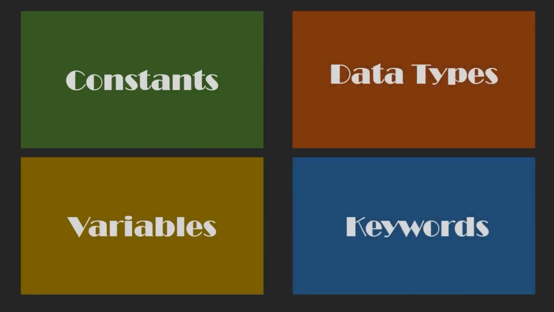Today, we are going to dive into some fundamental concepts: constants, variables, data types, and keywords in C++. Let's get started. First, let's talk about constants.